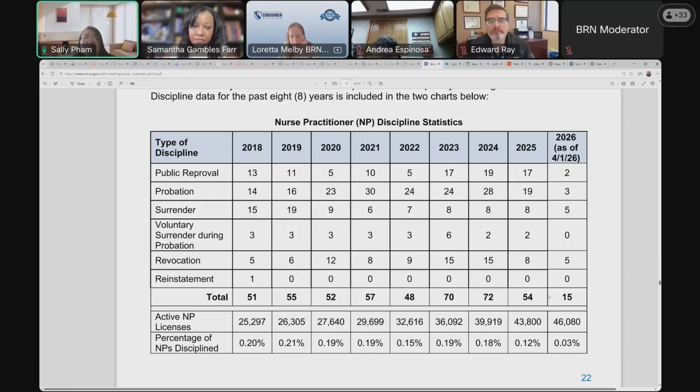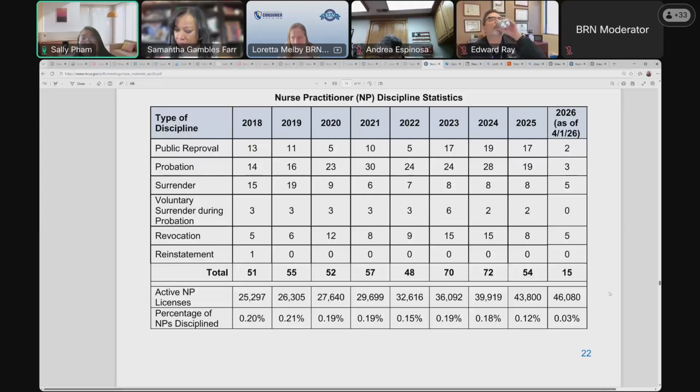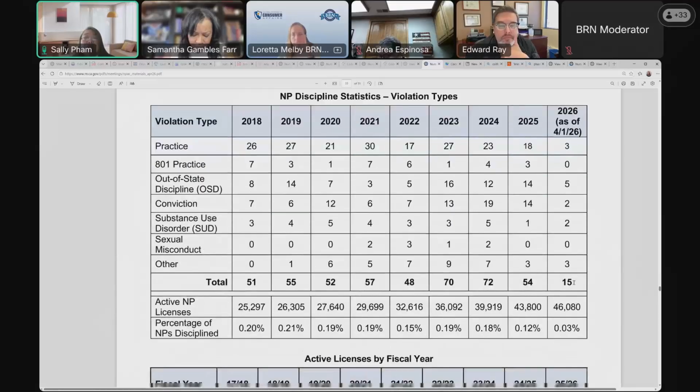So overall, the NP workforce has added 20,000 new nurse practitioners over this period, but the violation rates stay flat, indicating very stable professional conduct even with the rapid workforce growth. In 2026, there are about 15 violations recorded through April 1st, which is not comparable to a full-year statistic. Looking at patterns, practice, out-of-state discipline, and convictions categories drive most variations year to year. No category shows a proportional spike relative to the NP workforce growth.